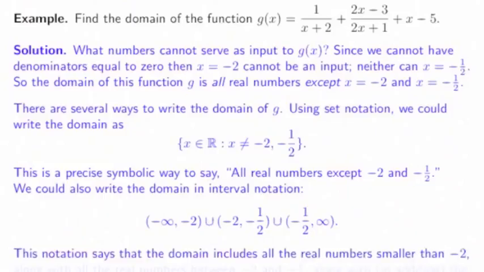So this notation says that the domain includes all the real numbers smaller than minus 2, all the real numbers between minus 2 and minus 1/2, and all the real numbers larger than minus 1/2.